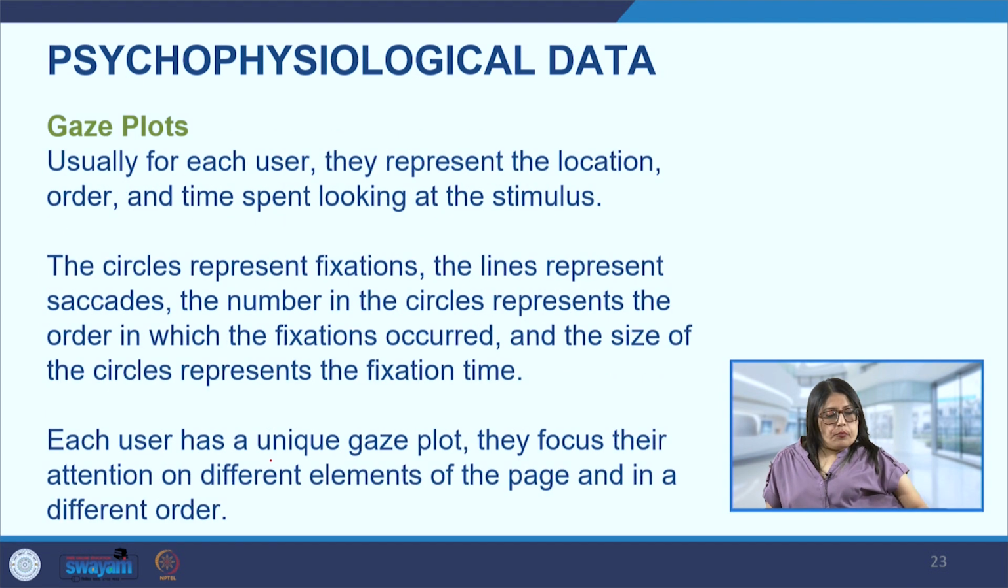Now gaze plots are created for each user. They represent the location, the order and the time that the user is spending on looking at the information or the stimulus that has been presented to them.